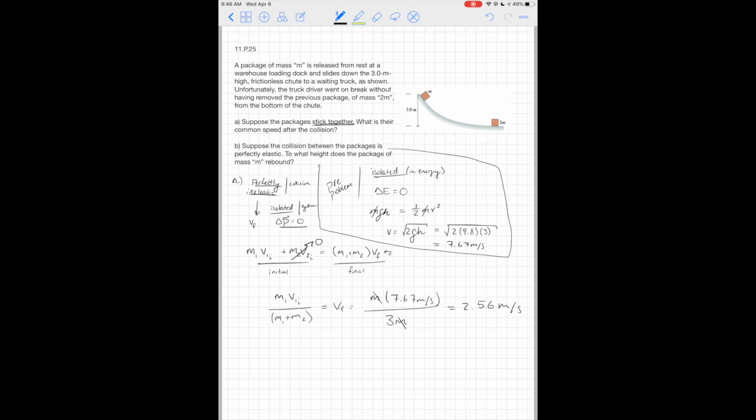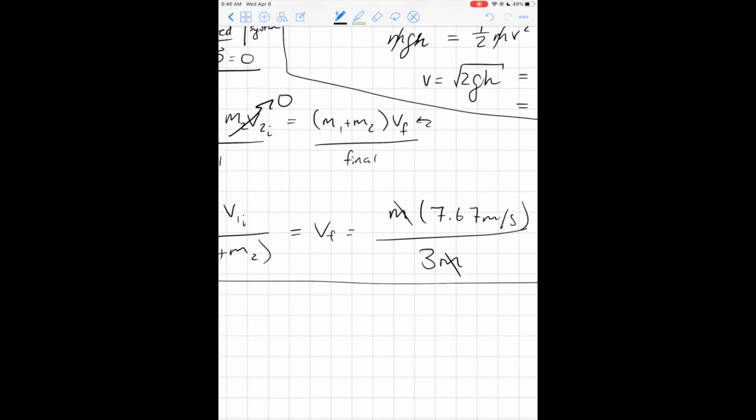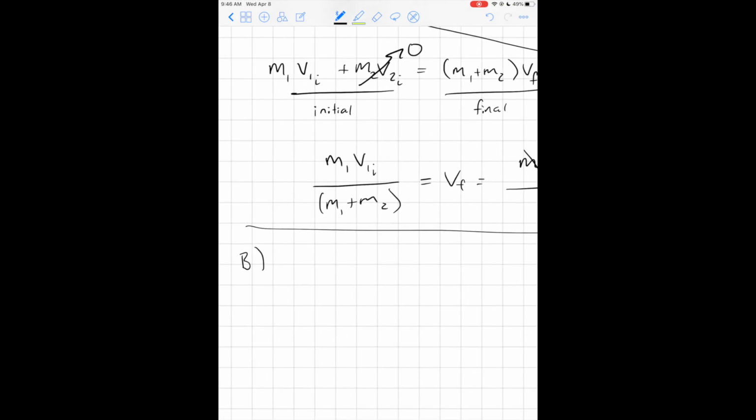Part B switches things around and says, suppose the collision between the packages is perfectly elastic. To what height does the package mass M rebound? So part B is a little trickier. Part B is going to make us rely on our very specific scenario that we talked about in elastic collisions in that video lecture that talked about a very specific elastic collision.